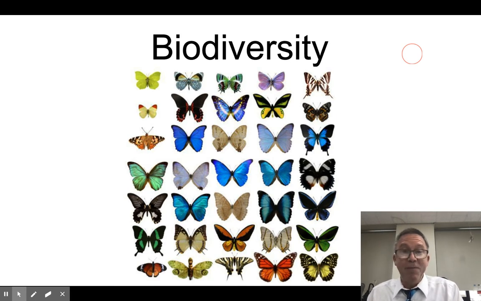By the way, isn't that a beautiful picture? When I was a kid, I lived in the Philippines and I got into collecting butterflies, and I've never gotten over just the amazing, beautiful biodiversity of the order Lepidoptera.